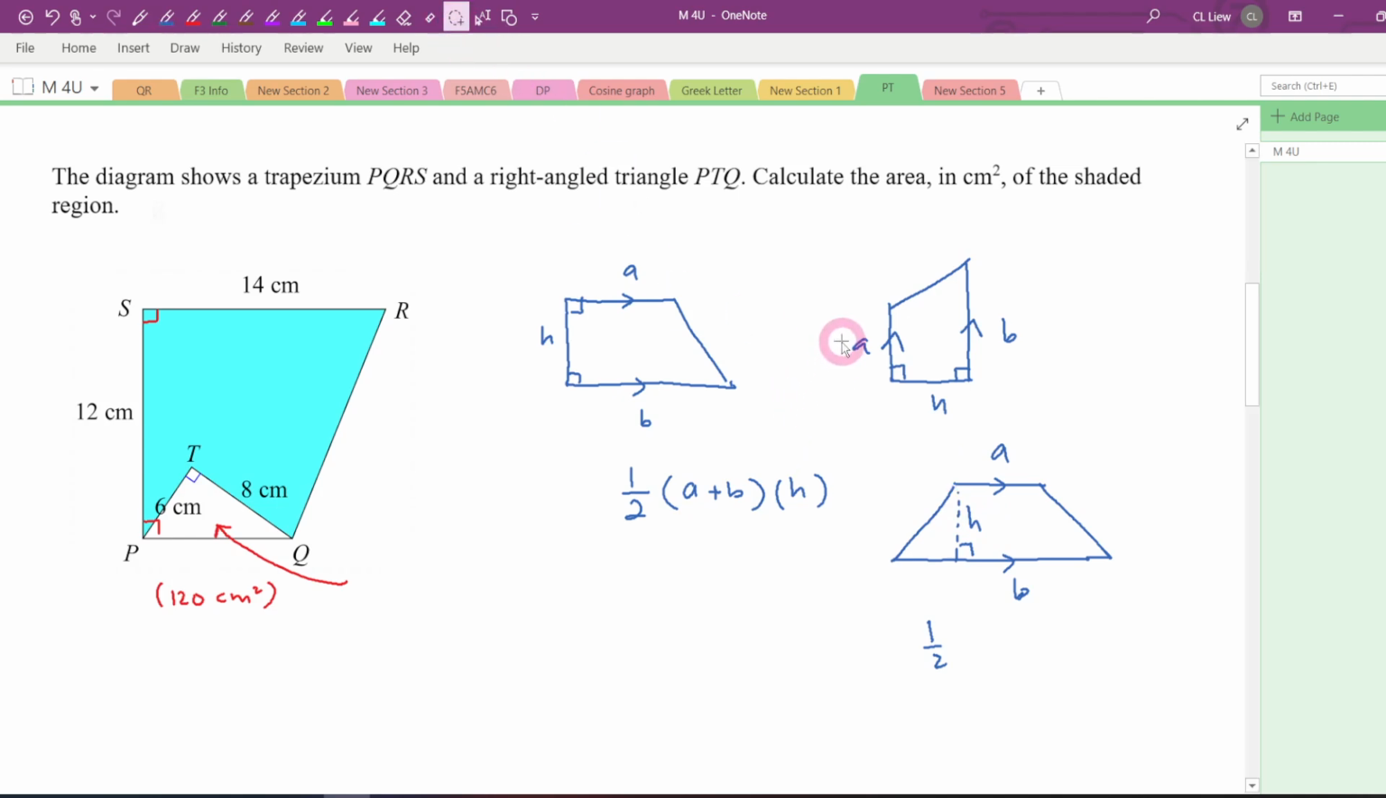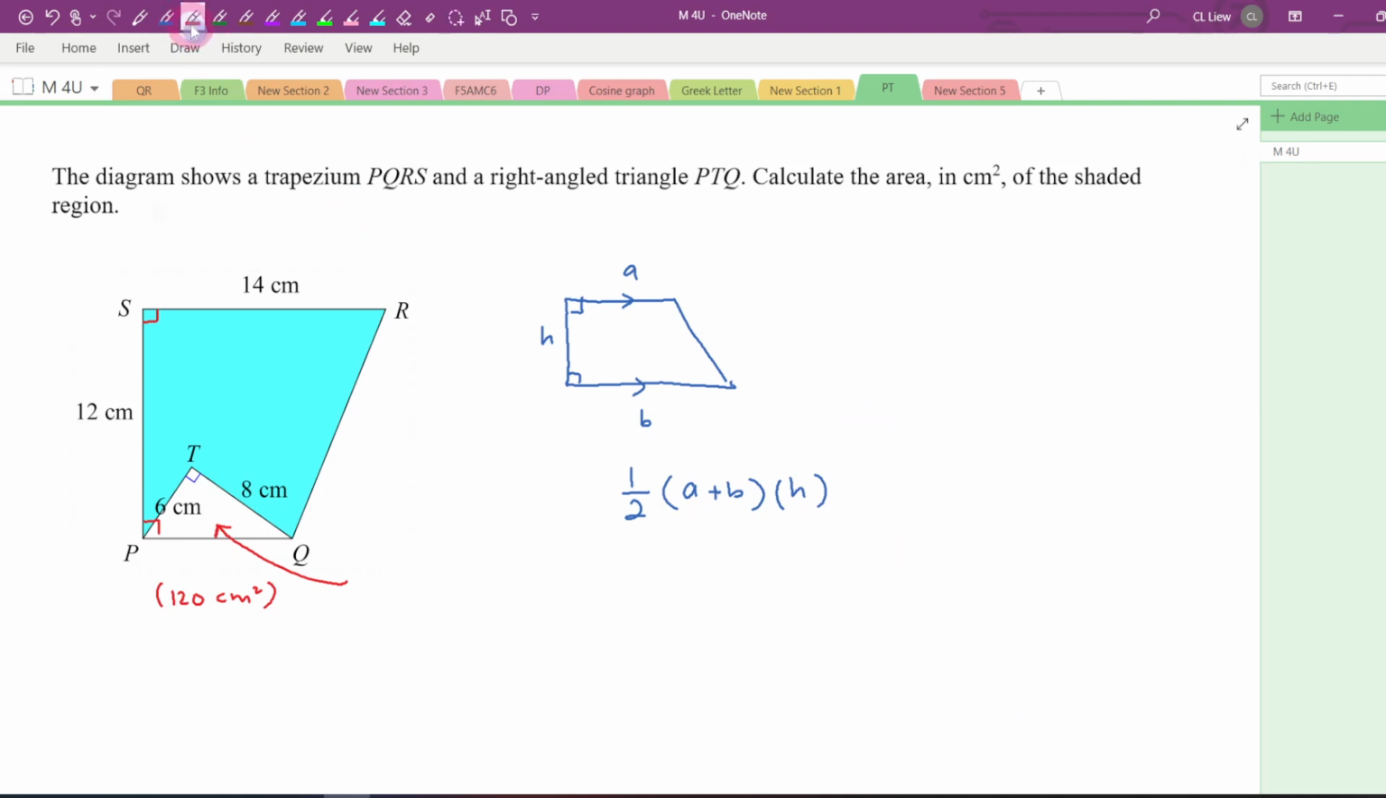But some students might have some problem. They don't understand why I need to take A plus B, right? So now try to imagine I have another trapezium that looks exactly the same. I turn it and fix it over here. So B here will be B as well, and this A here will be A. Okay? So these two are exactly the same trapezium.